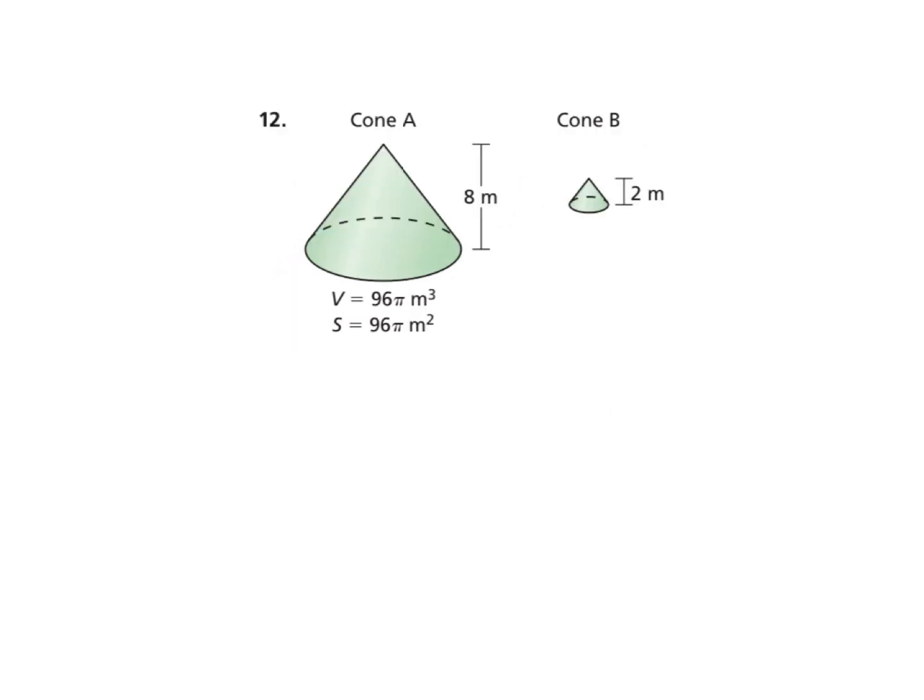All right, same thing here. We want B, which we're getting smaller. So now the smaller number goes on top. So I'll start with the surface area this time. The surface area of B is to the surface area of A, 96 pi, as the scale factor. Now what's the scale factor? 2 and 8. Smaller number goes on top, so 2 over 8 is the same as 1 over 4.